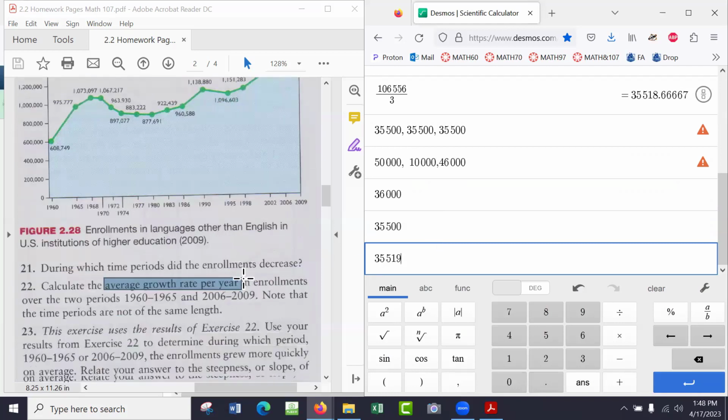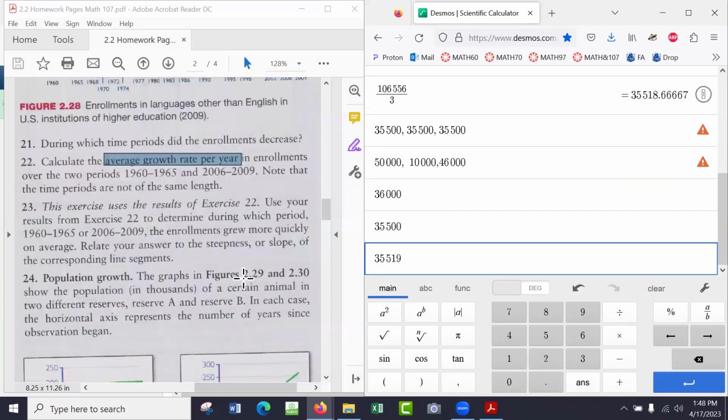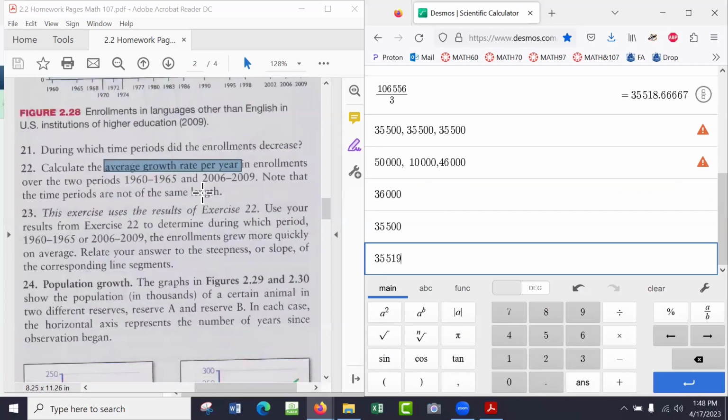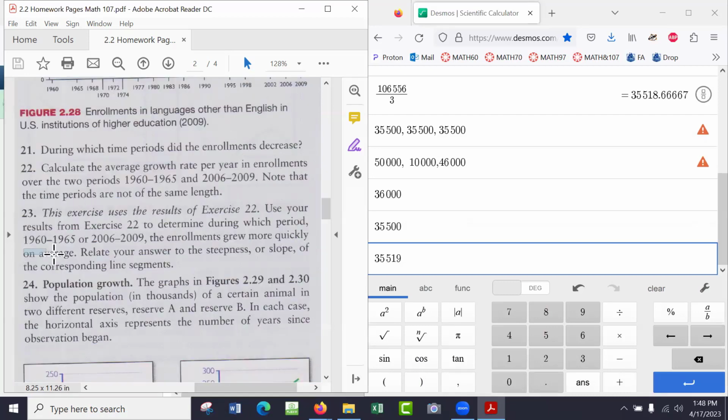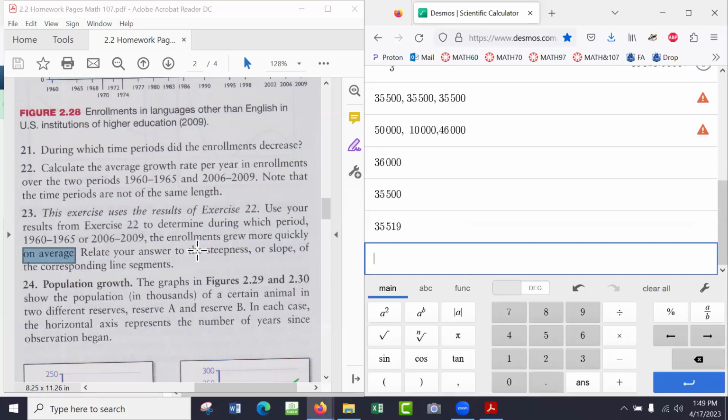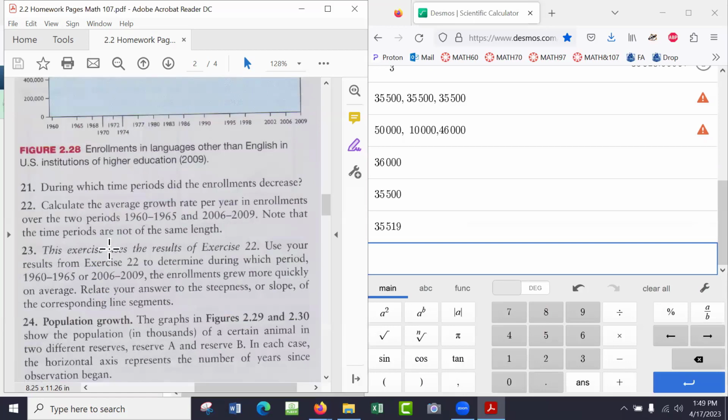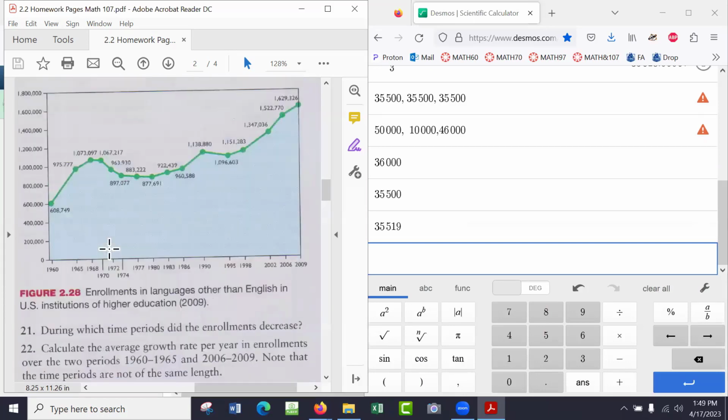And then on to question 23. Use your results to determine during which period, 1960 to 65 or 2006 to 2009, the enrollments grew more quickly on average. Relate your answer to the steepness or slope of the corresponding line segments. So press pause on the video and do this question yourself, and then I'll do it. Okay, I hope you've attempted it. I'll go over it now.